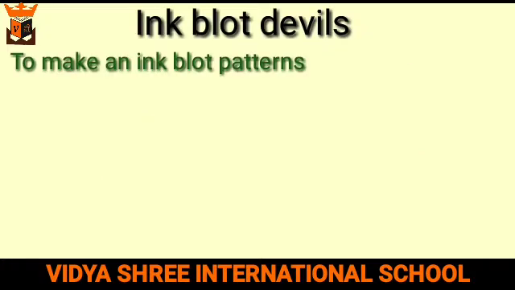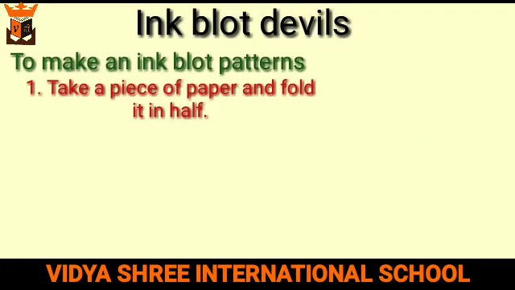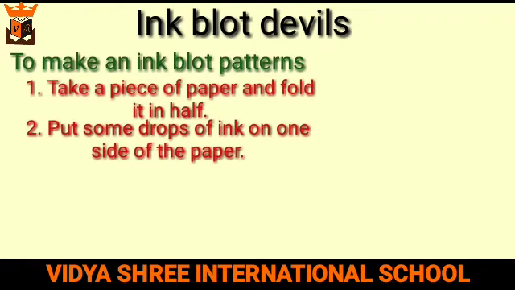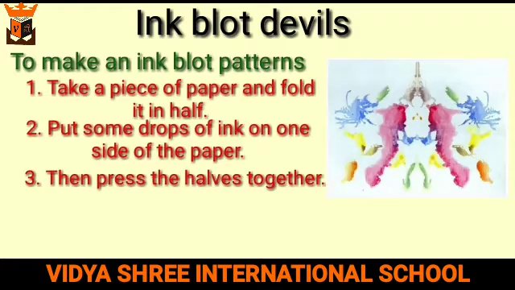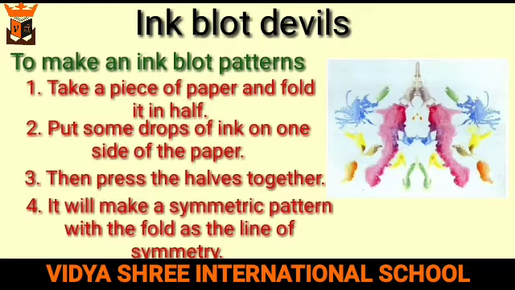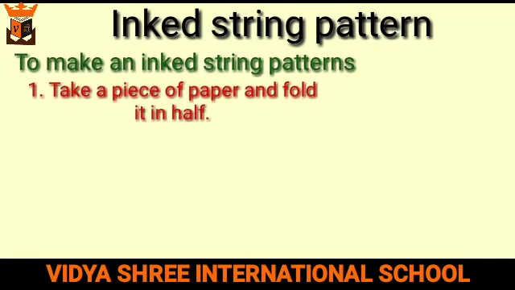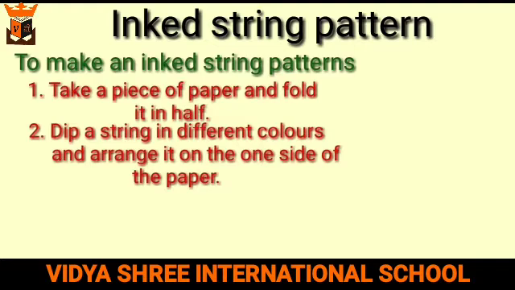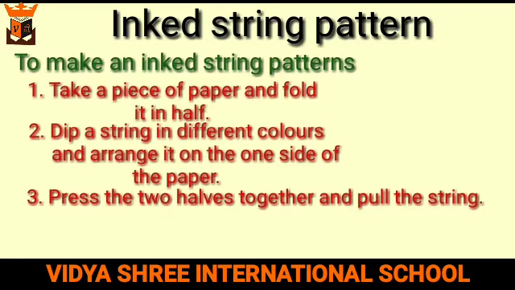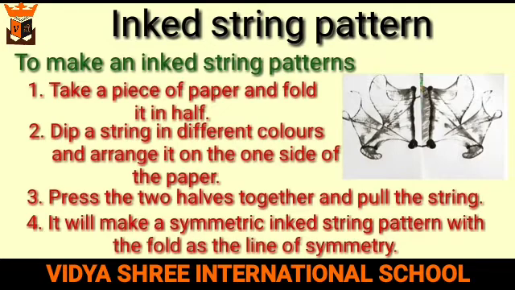To make an ink blot pattern, take a piece of paper and fold it in half. Put some drops of ink on one side of the paper, then press the halves together. It will make a symmetric pattern with the fold as the line of symmetry. Now, to make an ink string pattern, take a piece of paper and fold it in half. Dip a string in different colors and arrange it on one side of the paper. Press the two halves together and pull the string. It will make a symmetric ink string pattern with the fold as the line of symmetry.